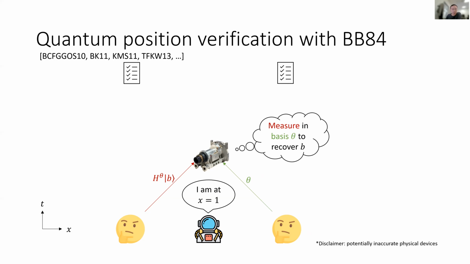So the prover in the middle, upon receiving the basis theta, is going to measure this photon at the same time in this correct basis to recover b that is encoded in the photon. And then he is going to report the measurement results to both ends. And then both ends can check whether the prover has recovered the correct bit.